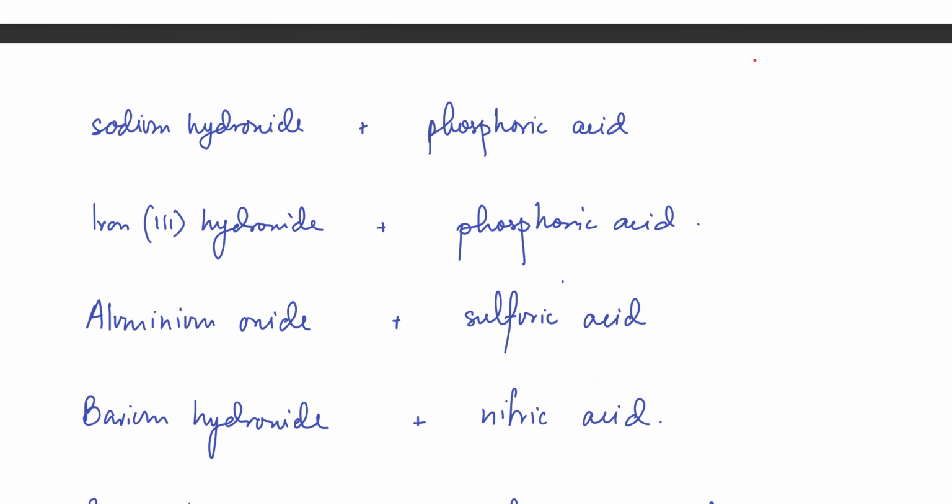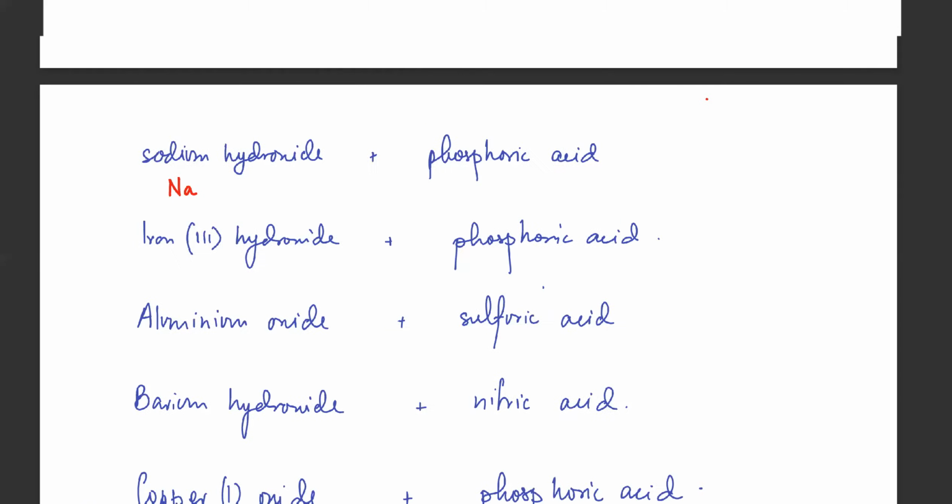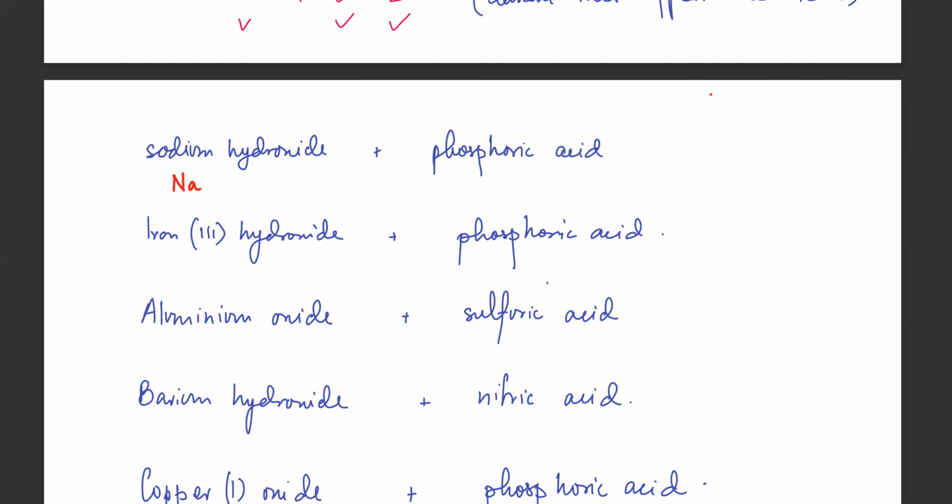Okay, sodium hydroxide, it's Na is plus 1 and OH is minus 1. So it's going to be NaOH plus phosphoric acid, which is, remember, you have to remember this, is H3PO4. अब वो ढूंढे कि बनेगा क्या?